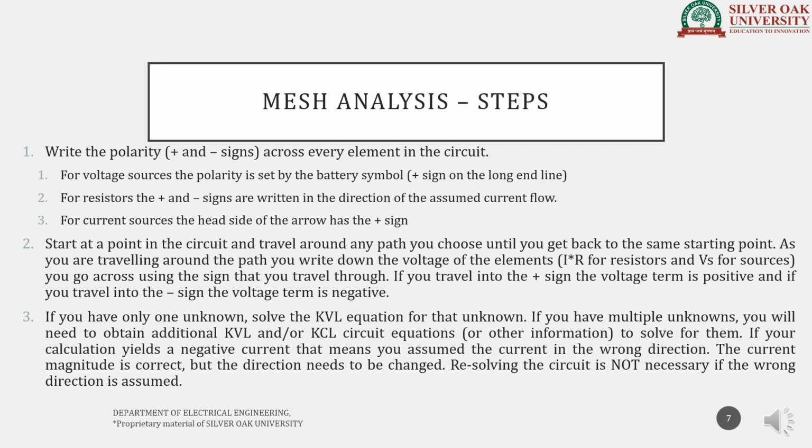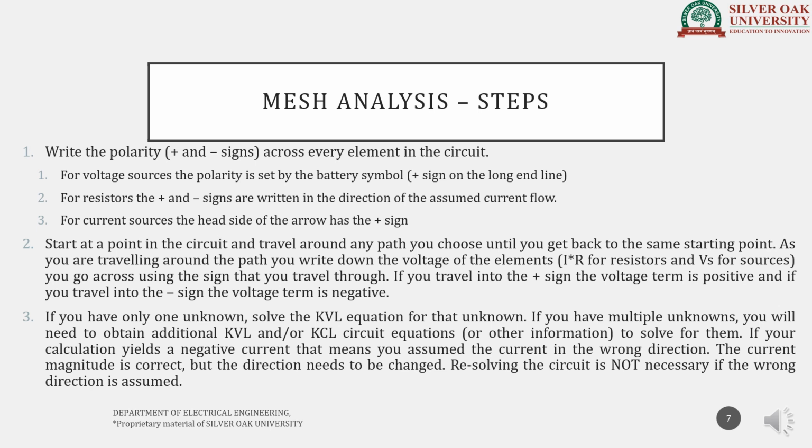Start at a point in the circuit and travel around any path you choose until you get back to the same starting point. As you're traveling around the path, you write down the voltage of the elements you go across using the sign that you travel through. If you travel into the plus sign, the voltage term is positive, and if you travel into the minus sign, the voltage term is negative. If you have only one unknown, solve the KVL equation for that unknown.